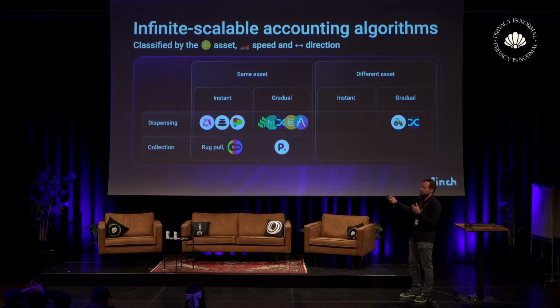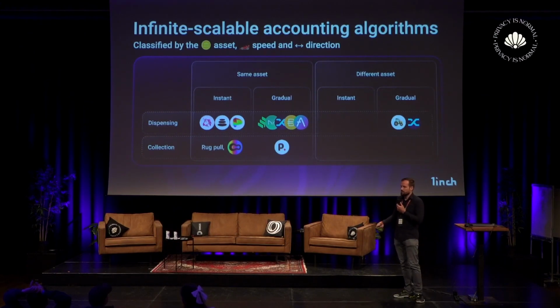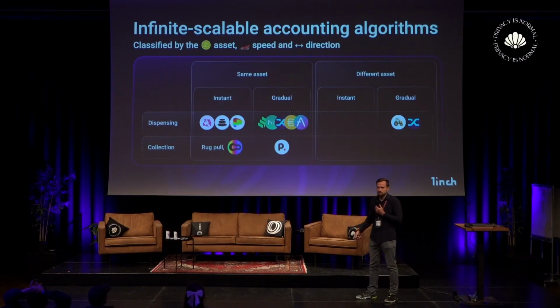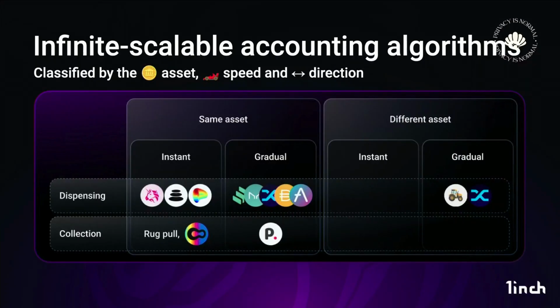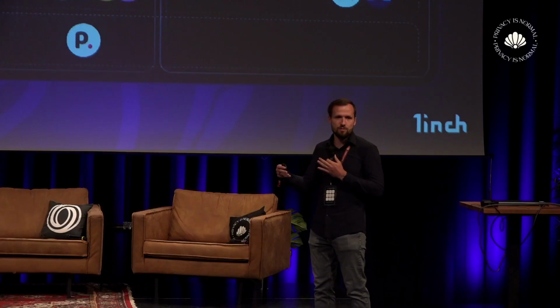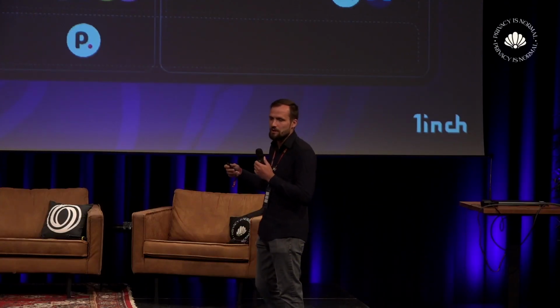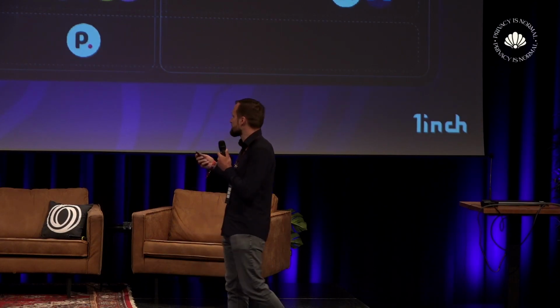Is it the same asset as the deposit or nominal of users, or is it a different asset? Is it happening instantly, based on some event like a transaction or anything else, or is it gradual over time? And direction: is it dispensing or collecting? If you're collecting some values from multiple participants to one participant, it's collection. If you're dispersing from one participant to multiple participants, potentially an infinite number of participants, it's dispensing.